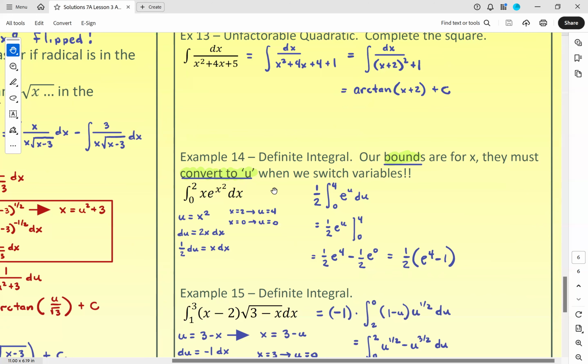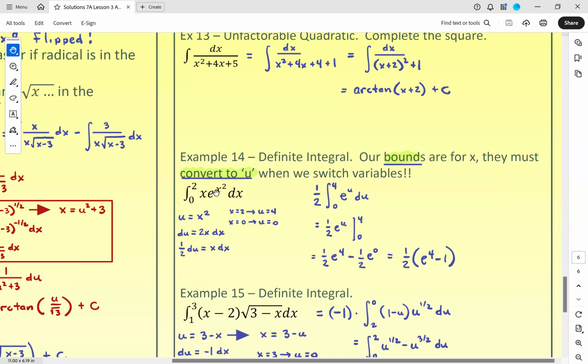Well, we have to be quite careful because the bounds on an integral are bounds precisely for the specific variable that we're starting with. 0 and 2 are x bounds. If I'm going to switch to u as a different variable, I can't expect the bounds to still be 0 and 2. We have to convert the bounds. It's not hard, it's just a little bit of extra work, okay?